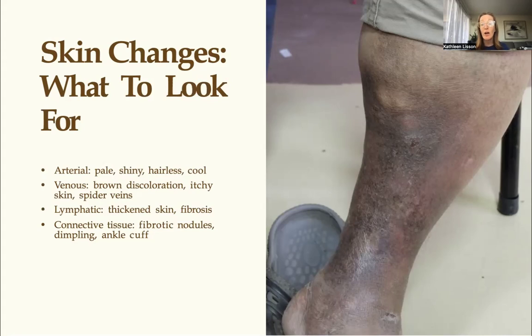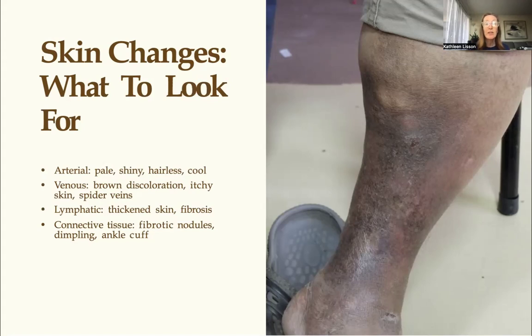What I want to talk about is perhaps clients that are at an earlier stage of the disease. They still have the disease, but they're not diagnosed yet. So if they have arterial disease, they may have pale, shiny, hairless, cool to the touch skin in the calf area in the lower limb. If they have venous disease, they can have a brown discoloration. This is from the red blood cells, like the hemosiderin deposits on the skin. They can have itchy skin. They can have spider veins like we saw earlier. And these are early signs that something may be happening that we could definitely refer them to a professional.